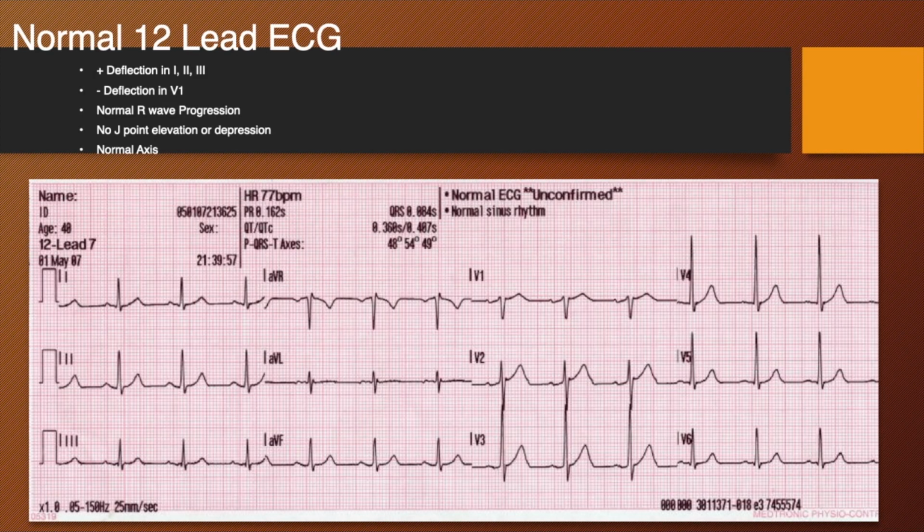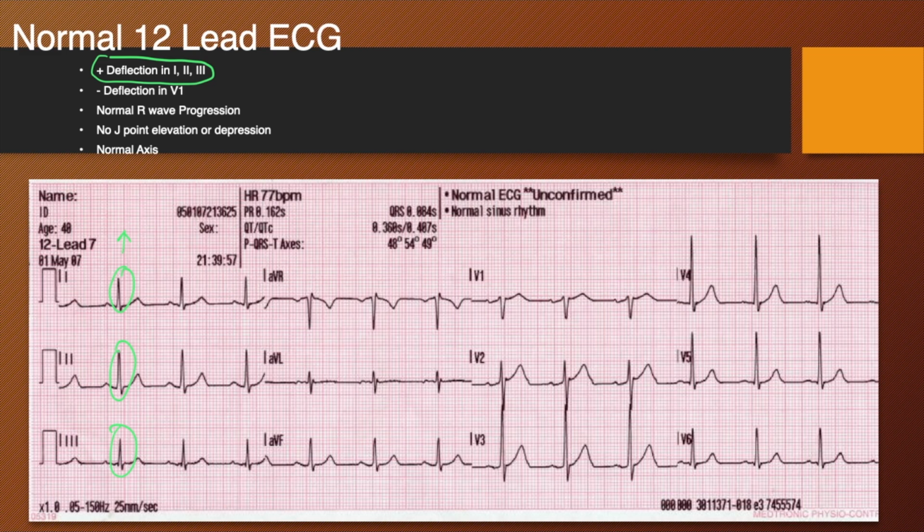Before we get too far along, I do want to talk a little bit about what a normal 12-lead ECG should look like, because a big component of this presentation will be on interpreting ECG patterns. Pattern recognition is a very important component for identifying OMI and other things. When we look at the 12-lead ECG here, you should have positive deflection. The QRS complex should deflect positively in leads 1, 2, and 3, and that indicates that you have normal axis.